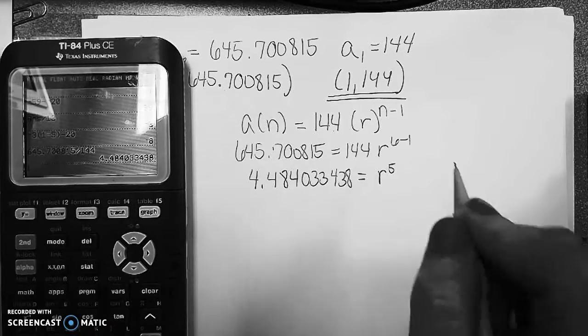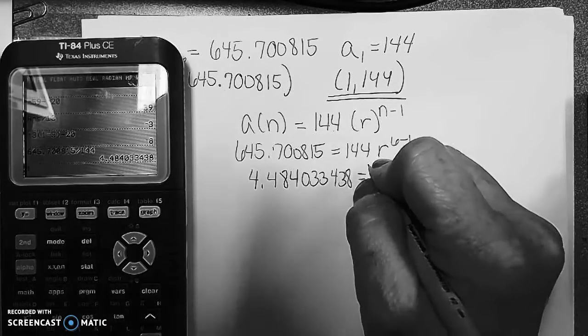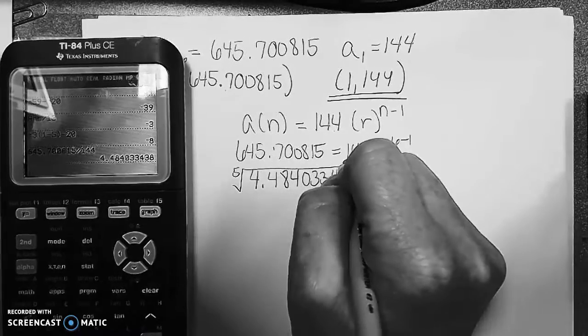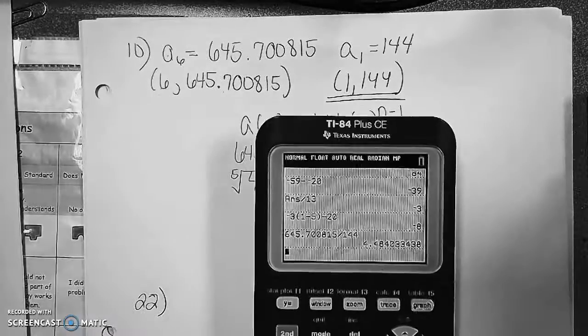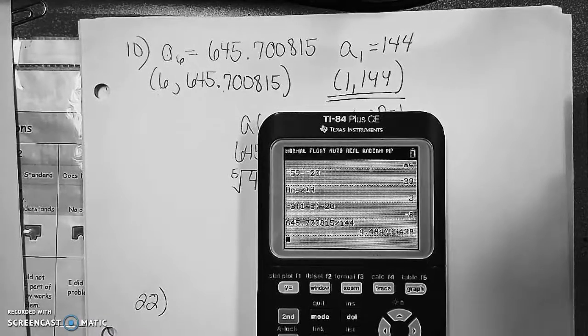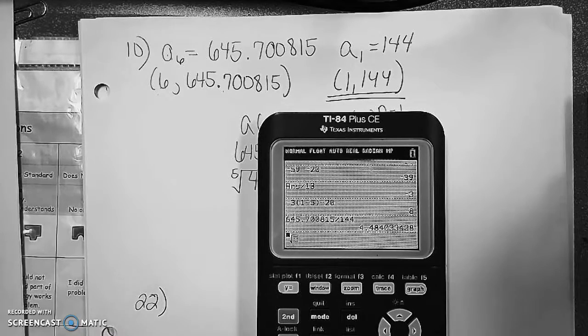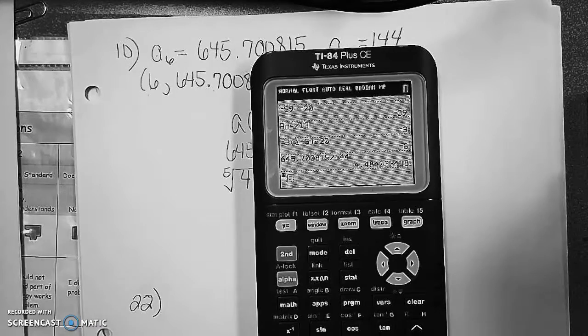So if I want to get r by itself and I have an exponent of 5, I need to take the 5th root. I had a couple questions on the Google form about how to do that in your calculator, and so I am again using the number that you see here. If you go to math and you go down to number 5, that's going to allow you to input whatever kind of root that you want. So again, that was math, and go down to number 5.